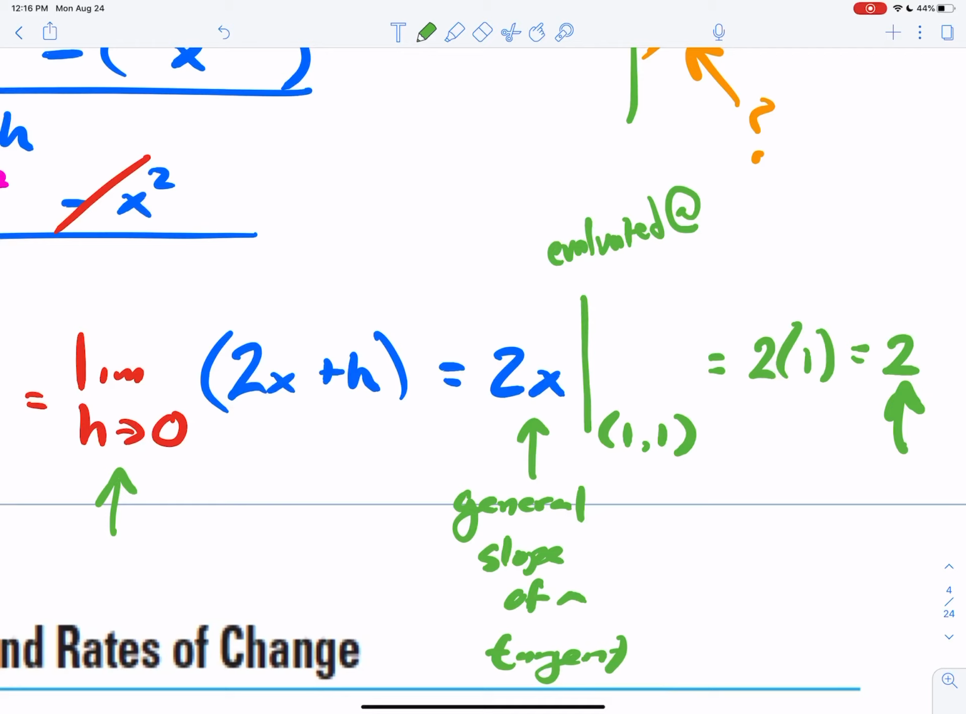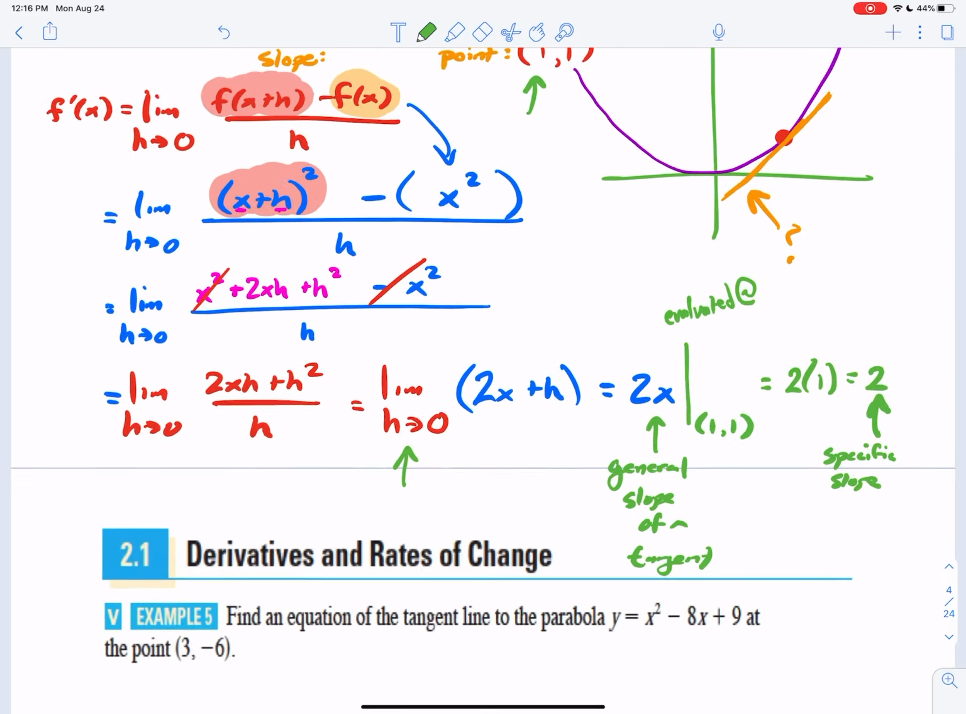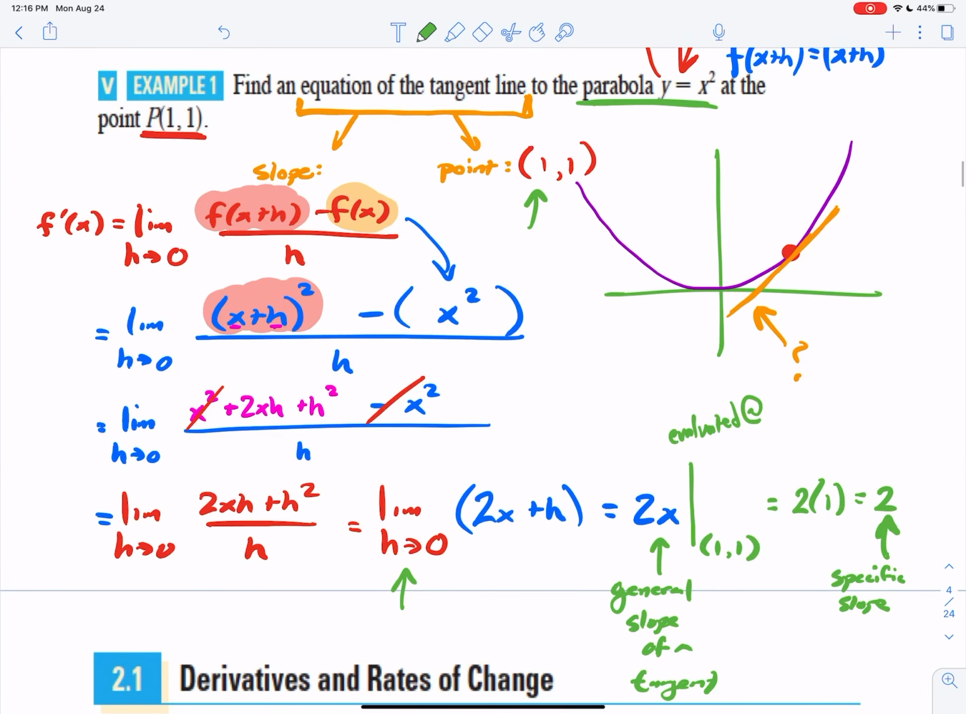This right here is your specific slope. This is your slope exactly at a particular point. So going back to the very beginning, my slope is 2 whenever the point is at (1, 1). I'm running out of space here.